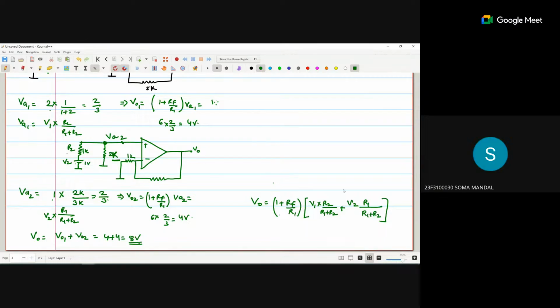Sir, in the lecture, that weighted summing amplifier circuit is different, and the equation for V out is also different. What is the equation in that one? V out equal to minus RF by R1, that is the inverting amplifier. I am discussing the non-inverting summer. Okay, we will go to the inverting summer also. Okay, okay, sir.